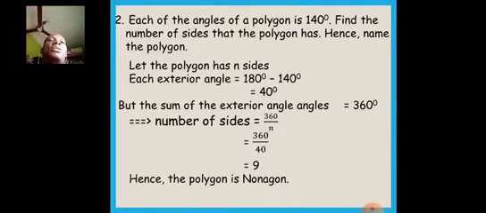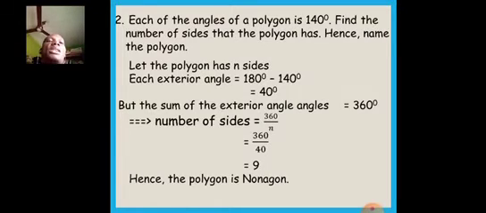Each of the angles of a polygon is 140 degrees. We have to find the number of sides that the polygon has. Hence, we have to name the polygon. As we have done before, n is the number of sides. So applying the exterior angle, that's 180 minus the interior angle, that will give us 40 degrees.